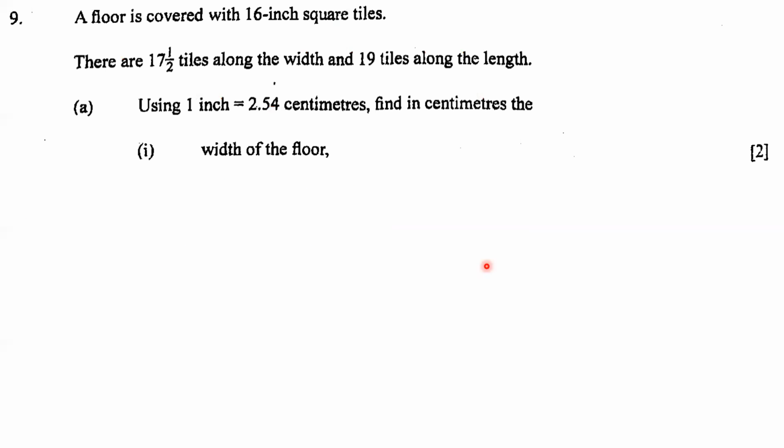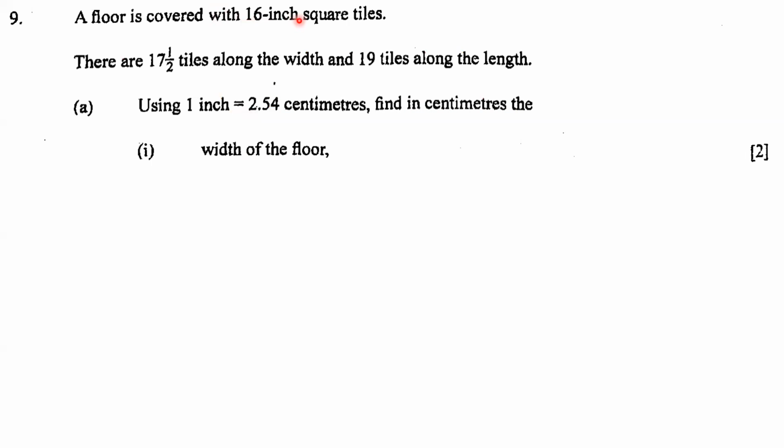Okay, let's move on to the next question. Here it says a floor is covered with 16-inch square tiles. There are 17 and a half tiles along the width and 19 tiles along the length. Using 1 inch equals 2.54 centimeters, find in centimeters the width of the floor.